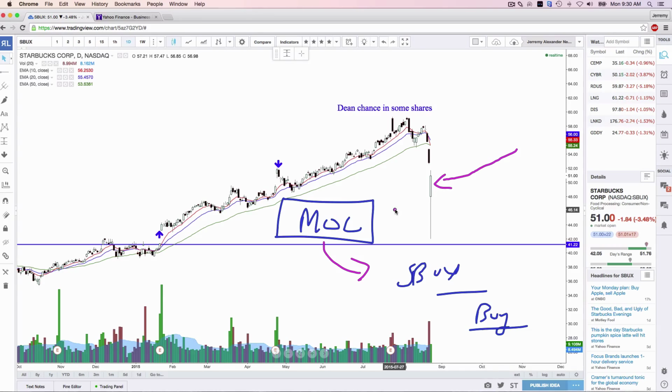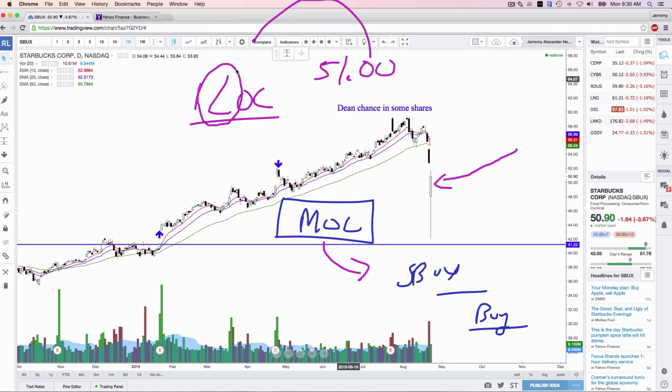Exact opposite with a limit order. A limit on close order is where you have to define the price at which you want to buy. So let's say Starbucks right now is at $50.97. You're thinking, man, that's a pretty strong bullish candle. I want to buy it at $51, limit on close. So if Starbucks is below $51 at the tail end of the day, at the close, then I will buy it. And if it's not, I'll leave it alone.